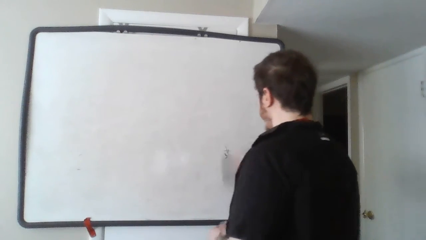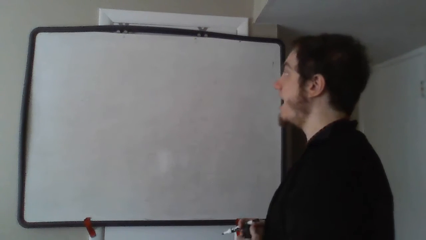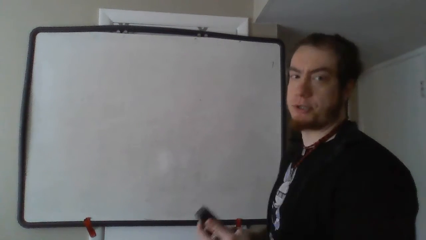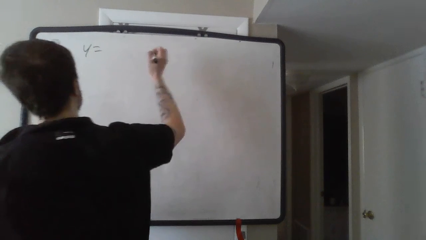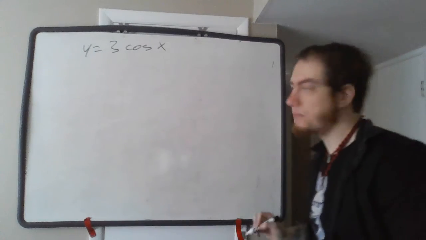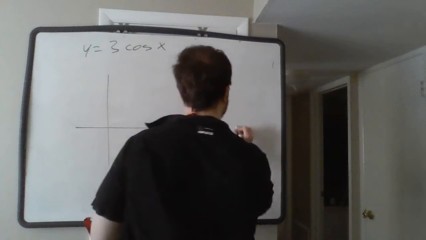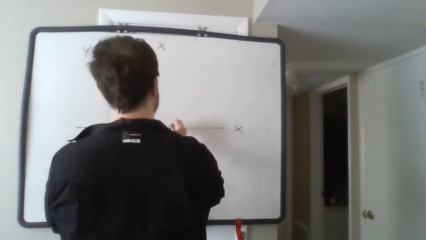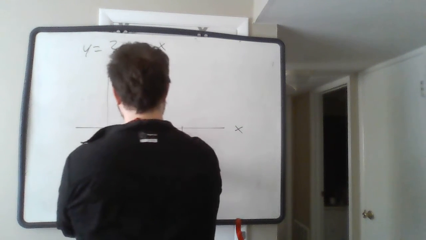So the first kinds of transformations that we're going to think about are the ones that are the easiest to see what happens. Maybe the easiest thing to see is what happens if you just multiply one of your trig functions by some constant out front. So what if I wanted to graph something like y equals 3 times the cosine of x? Well, when you multiply something by a constant like that, all that does is scale things vertically.